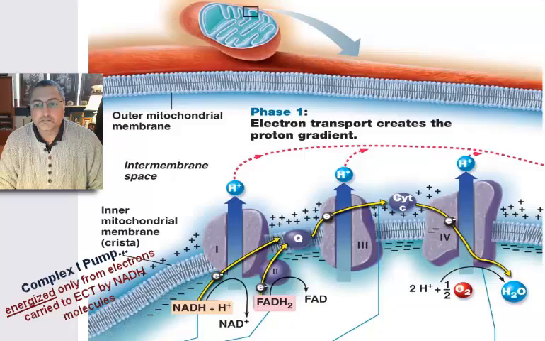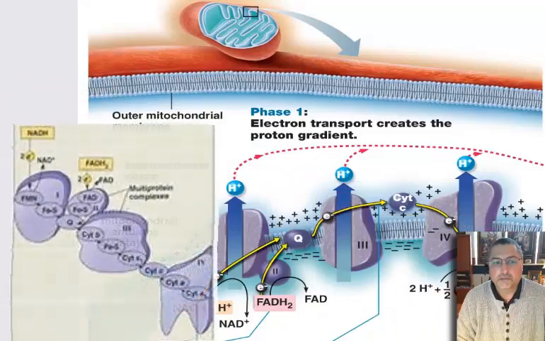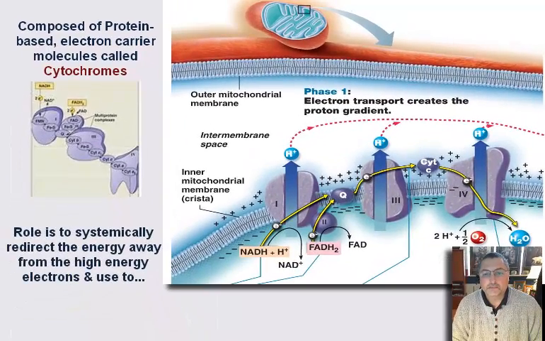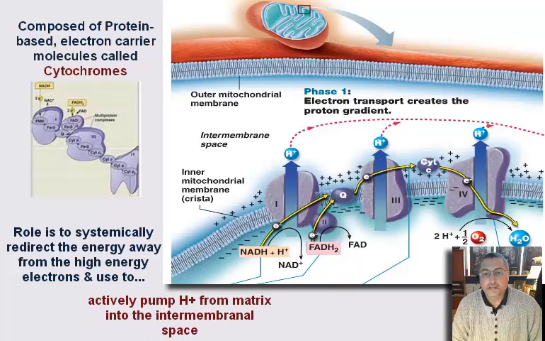Now let's look at those complexes a little closer. These complexes are mostly composed of a protein-based series of electron carrier molecules collectively called cytochromes. Now the role of the complexes as well as the cytochromes within them is to gradually remove the potential energy stored in the high energy electrons that they receive from the NADH and FADH molecules, and use this energy to pump hydrogen ions into the intermembrane space. Thus, the electrons and the energy associated with these electrons is used not to generate ATP, but to pump hydrogen ions that will set the stage for ATP production. Anytime we use the word pumping, remember we're talking about active transport.